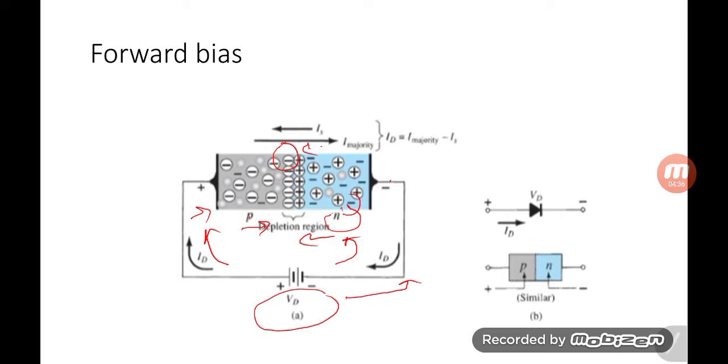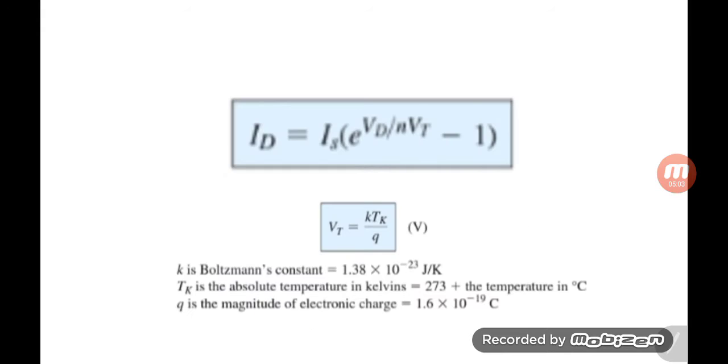So the width of the depletion region will be decreased, and the passing of the majority carriers will be supported by the forward bias. Because holes will flow in this direction, electrons will flow in this direction, both will recombine, and this results in a large forward current, which we can see in the current-voltage characteristic in upcoming slides. So this is the current equation.